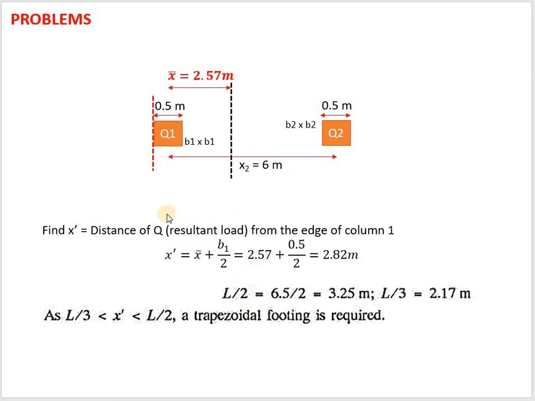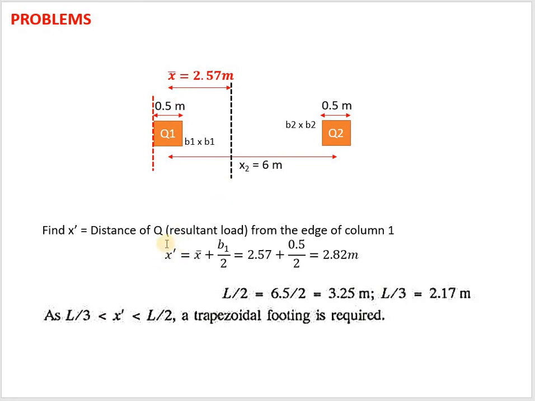Actually, you already know X bar is less than L by 2, but still you have to find X dash. What is X dash? X dash is the distance from the edge of the footing to the line of action of Q. So X dash also you have to find out. Anyway, you have found X bar. If X bar is less than L by 2, definitely X dash can also be less than L by 2, but generally that may not be the case.